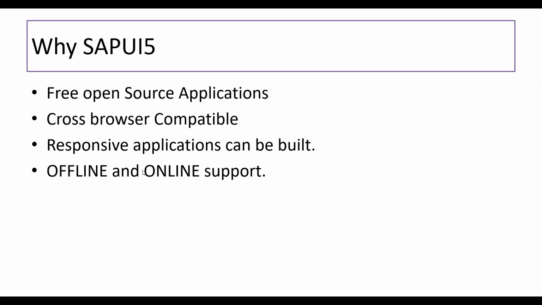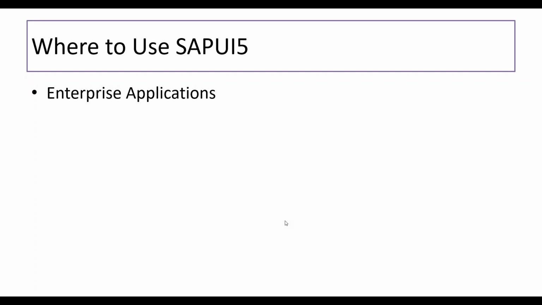One of the best advantages over many frameworks is predefined controls. When I say predefined controls, a table is available, a page is available, a form is available, a footer is available. We just need to know how to use them. There are n number of templates and elements available. We need to learn how to use them, and this is the reason we use SAP UI5. Where to use it? Mainly for enterprise applications, when the business is involved.